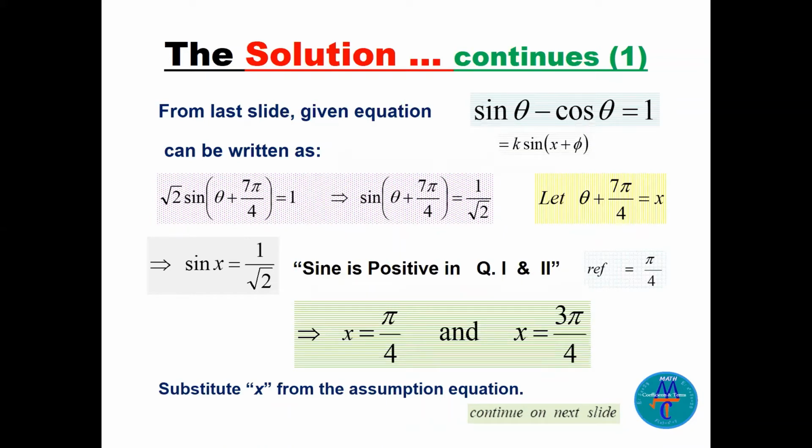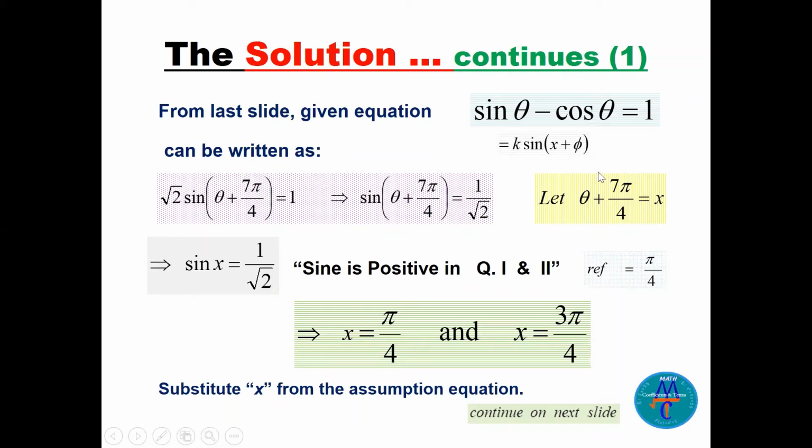So we can now write the equation given here as k sine of x plus phi, see the formula here. Now x is the same as this theta here. So I can say square root of 2 sine of theta plus 7 pi over 4 is equal to 1. Now this is the simple form of the equation. Divide by square root of 2.